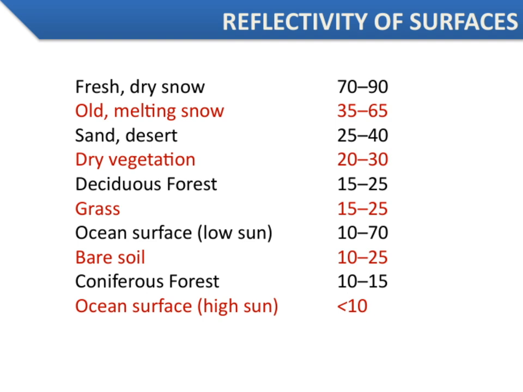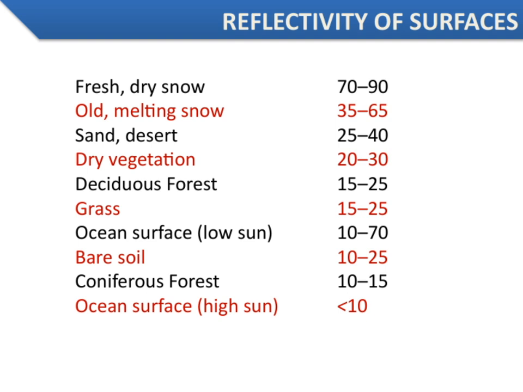Moving to deserts, sand has a lower reflectivity, generally between 25 and 40%. Dry vegetation and grass also reflect sunlight, but to a lesser degree, around 15 to 30%. This lower reflectivity means they absorb more heat, influencing local temperatures. When we look at forests, deciduous and coniferous types, their reflectivity is quite low, roughly 15 to 25% for deciduous and even lower for coniferous forests, about 10 to 15%. This absorption contributes to warming in forested areas.